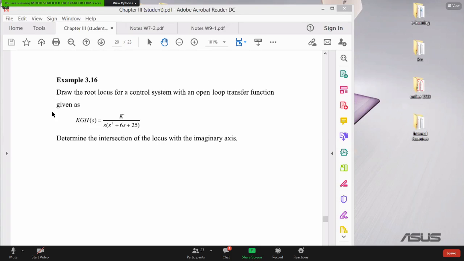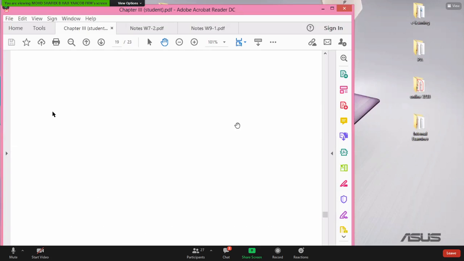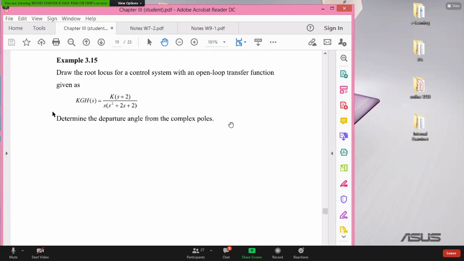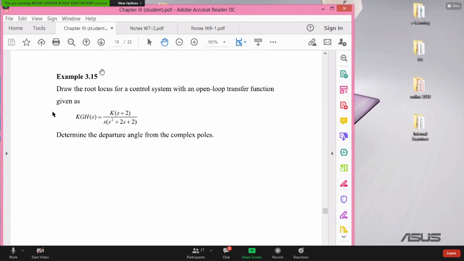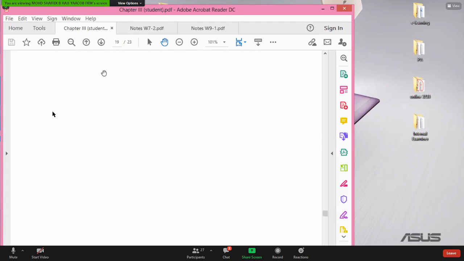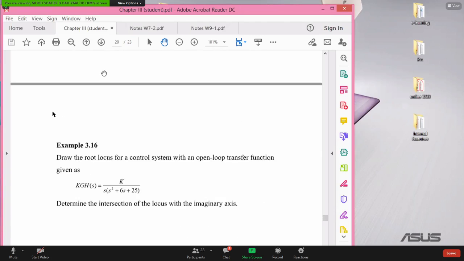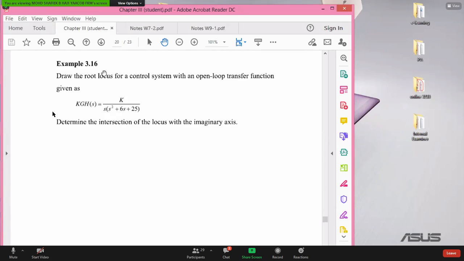Okay, so last time our discussion was on how to draw the root locus diagram. So we are going to continue right where we left off the last time. If I still remember correctly, we have finished example 315. So let's go ahead and discuss example 316. This is just going to be a repetition of what we have discussed so far.